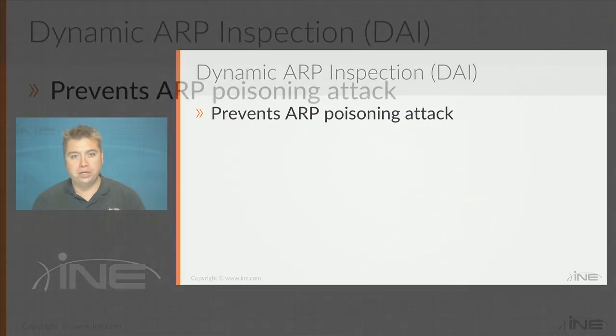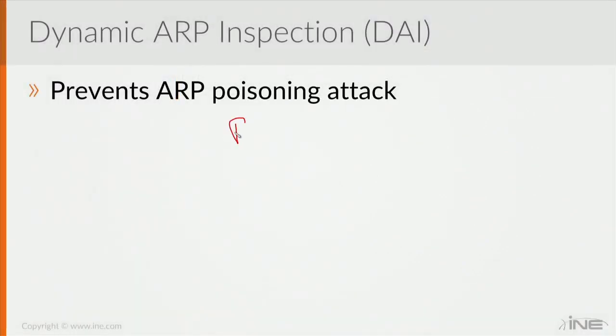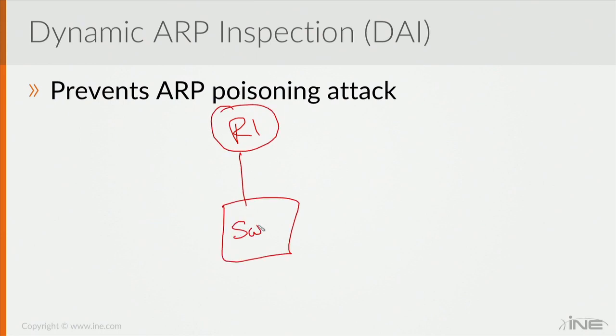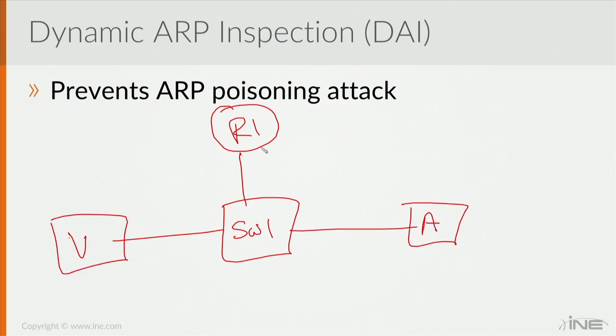So for example, let's say we have router 1 that's connected to the layer 2 switch, so switch 1, and then we have the victim and we have the attacker. Let's assume that router 1's address is .1 and its MAC address is A. The victim's IP address is .2 and the MAC address is B. The attacker's IP address is .3 and the MAC address is C.